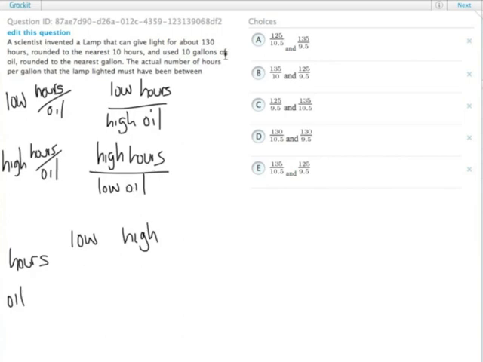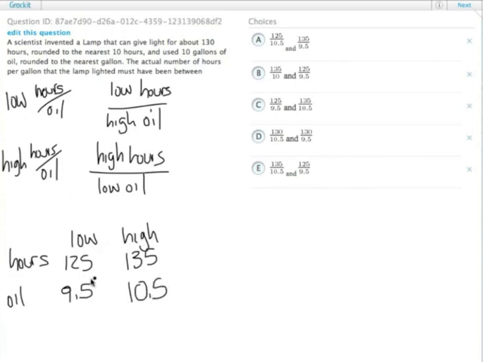And so the hours were rounded to 130, which means it could be as low as 125, because we're rounding to the nearest 10, or as high as 134.9999999, which we'll just round up to 135, because that's what all the answer choices do. Oil, same thing. It's rounded to the nearest gallon, 10 gallons, sorry. So it's either between 9.5 and 10.5.